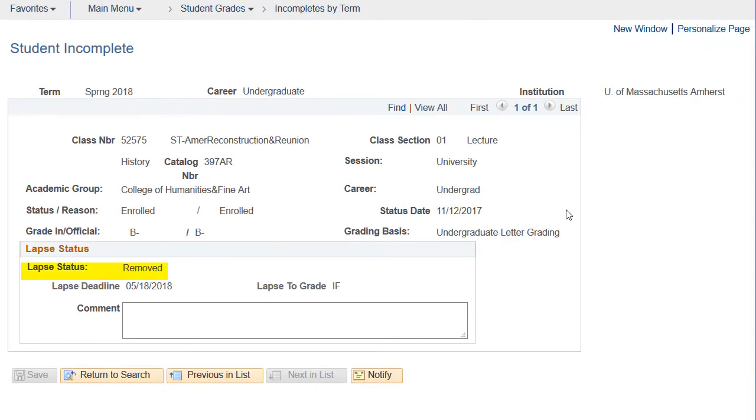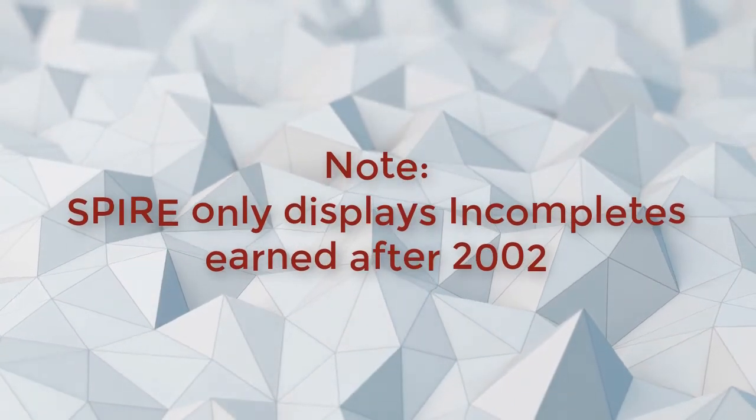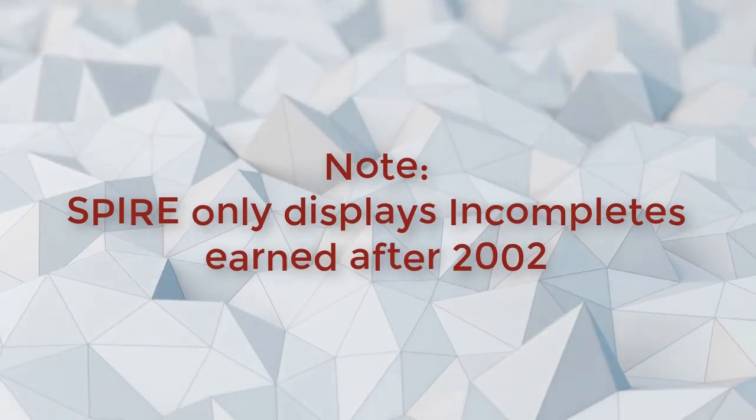Removed: if the student completed the work for the course before the end of the following semester, and a grade has replaced the original INC. Note: Spire will only display incompletes earned after 2002.